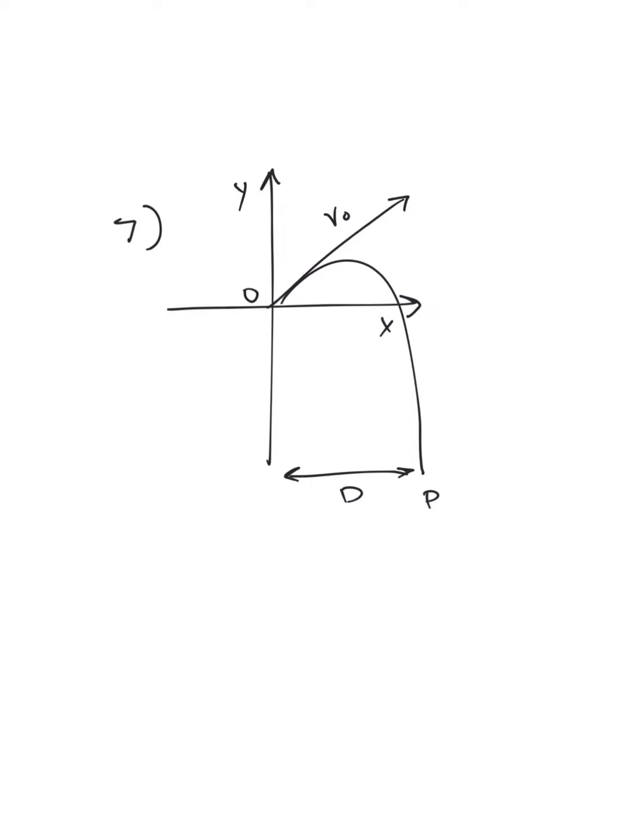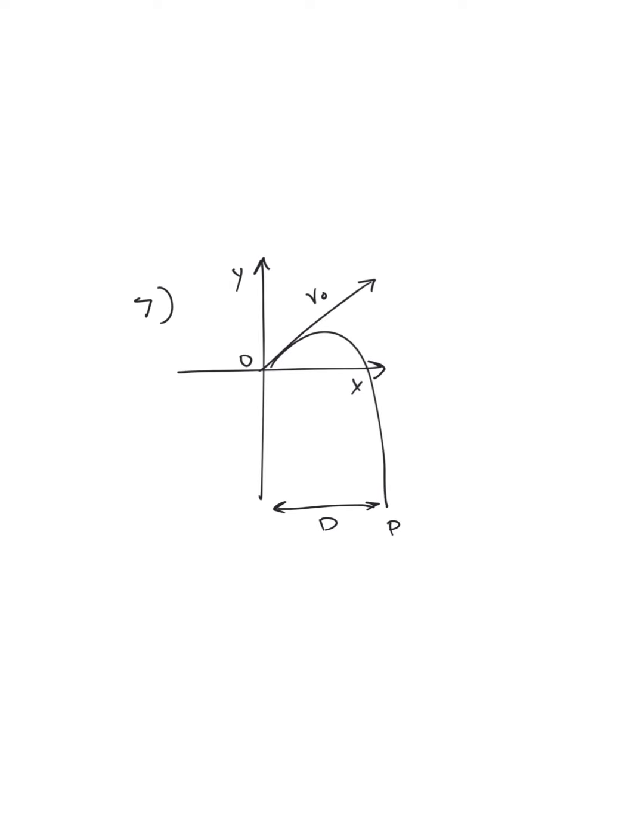For number 7, we are given a graph that looks like this. It says that a projectile is fired at a time of t equals 0 from the point 0 at the edge of a cliff, and the initial velocity components are: v initial of x is 30 meters per second, and v initial of y is 100 meters per second. It rises and falls into the sea at point P.